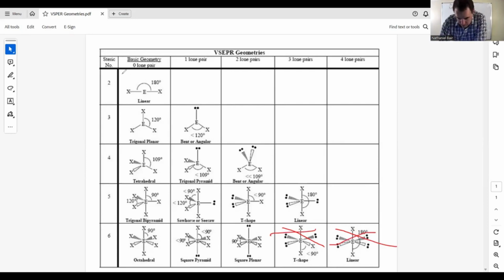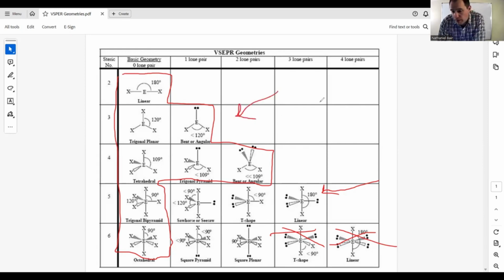Now, if you're on limited time, then the ones that are absolutely essential to memorize would be those, what is that? 8? No, 1, 2, 3, 4, 5, 6. Yeah, 8. These 8. And then work on these 5 afterwards. But I would start with those 8. Those 8 are the most important. And then the seesaw, T-shape, that domain 5 linear, the square pyramid, and the square planar, those are all important, and you might see them on the test. Okay, but these 8 are the most important.